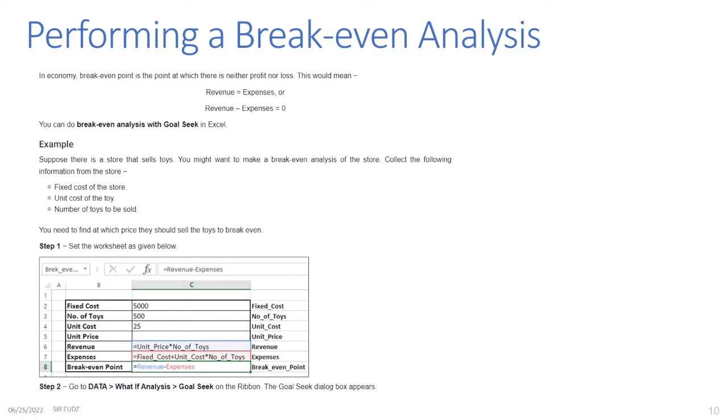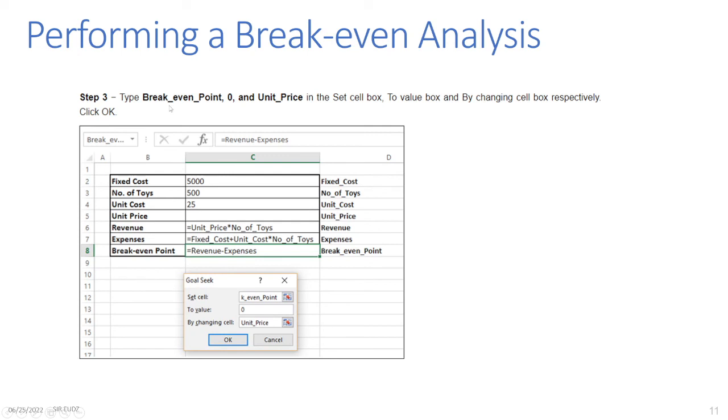So go to Data, What-If Analysis, and Goal Seek on the ribbon. Then the Goal Seek dialog box appears. So type break-even point. So we're going to set the break-even point cell, by changing the cell unit price. So this is what we're going to look for, and the break-even point should be set to 0. So what will be our unit price so that our break-even point will be equal to 0? So this is our goal.